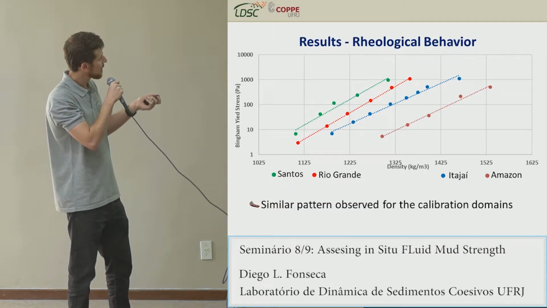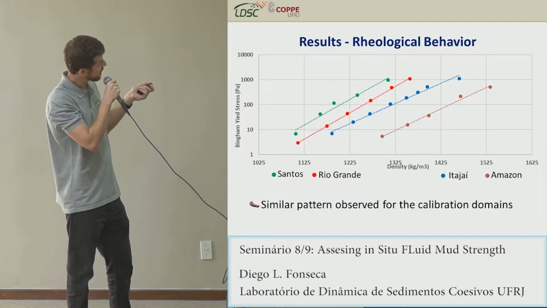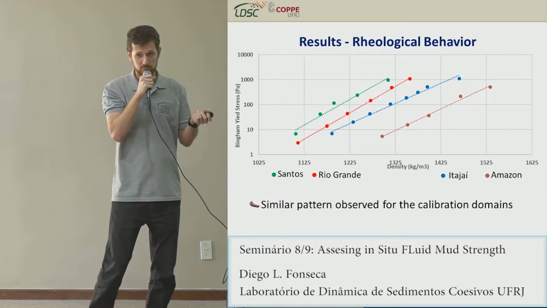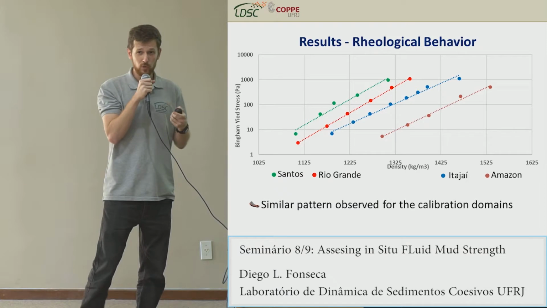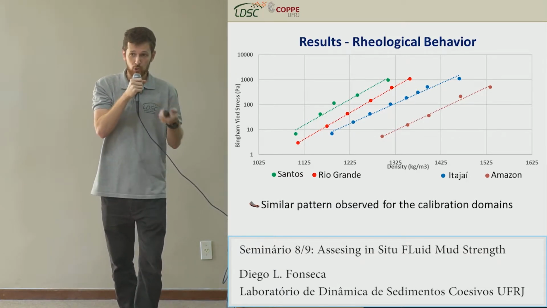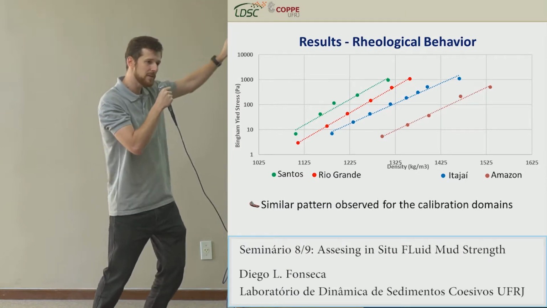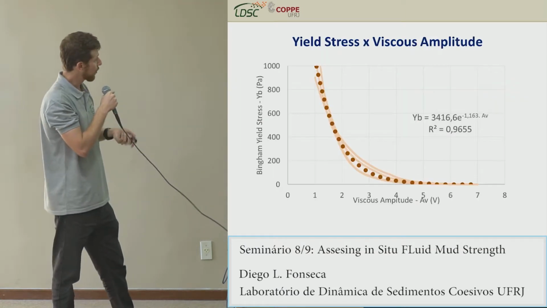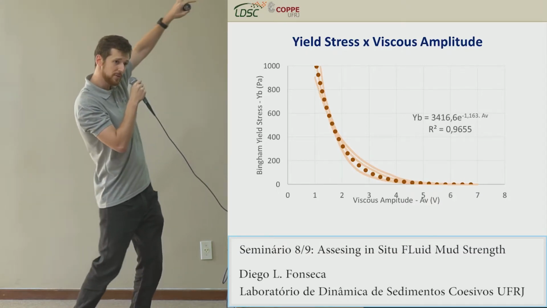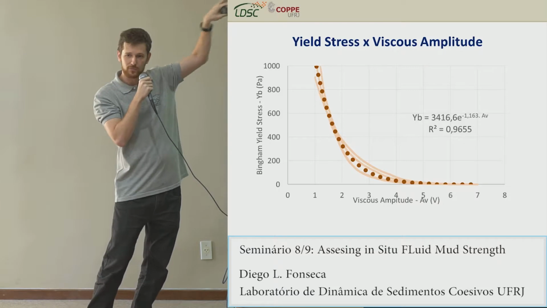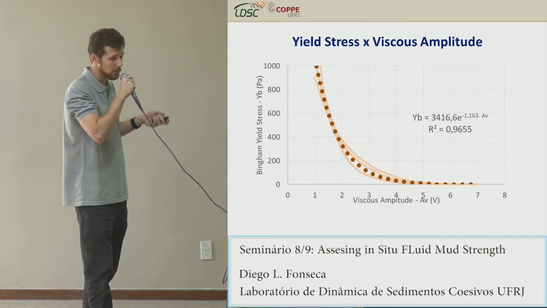we have the same trend. So for a given density, we have Santos, then Rio Grande, then Itajaí, and then the Amazon in terms of decreasing yield stress. So it's really in agreement. So figuring this out, we're trying first to shorten the procedure, the three steps with the density profiles and the rheological assessment. So we propose to establish a relation between this viscous amplitude, the values we showed in the nice colorful pictures before, and the Bingham yield stress. It's quite a good correlation.